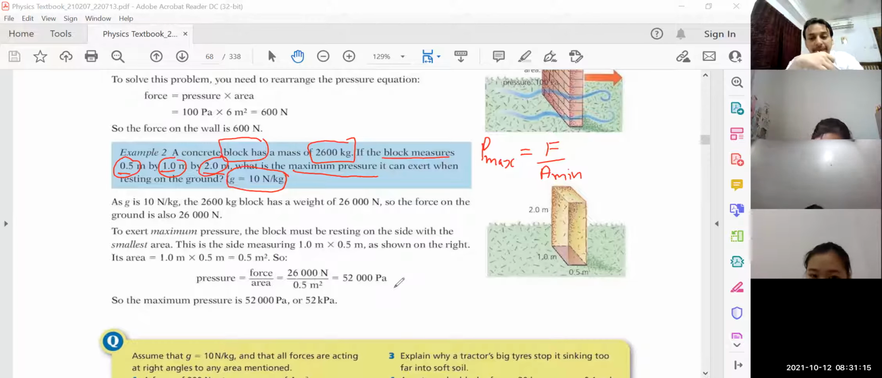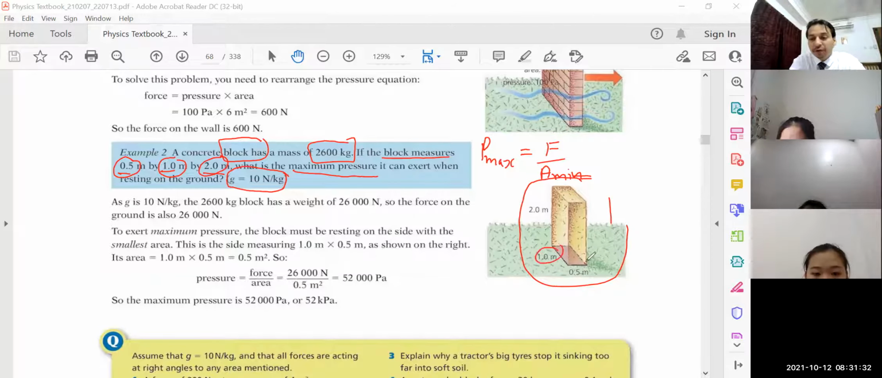According to the diagram, it says the maximum pressure resting on the ground. You take one and 0.5 meter. Actually, suppose this diagram is not given, then children, you have to think by yourself. As per the diagram, if you take 1 and 0.5, that will give the minimum area.